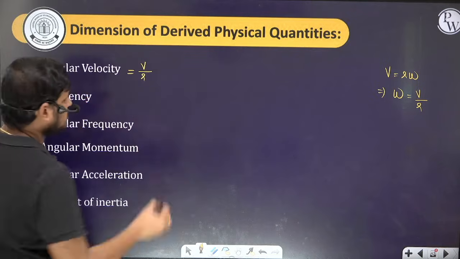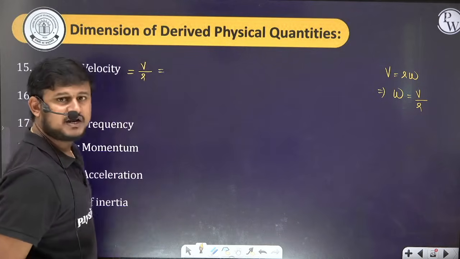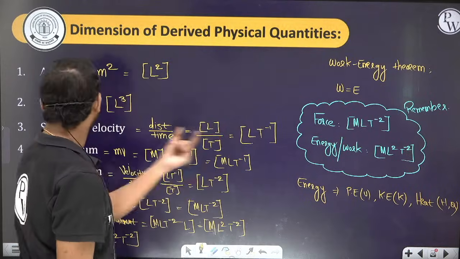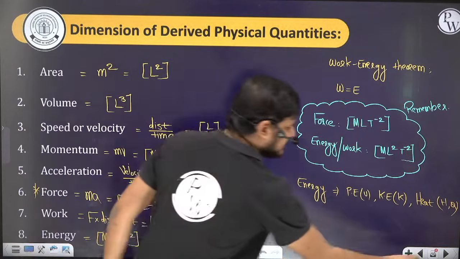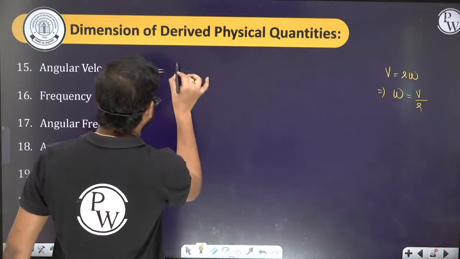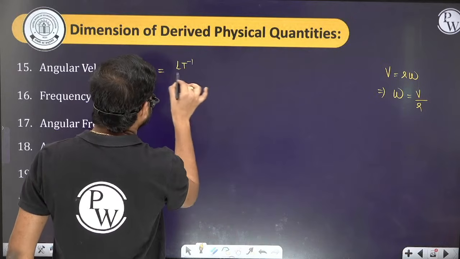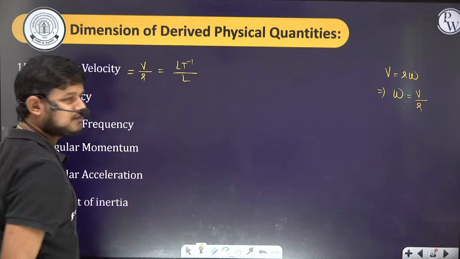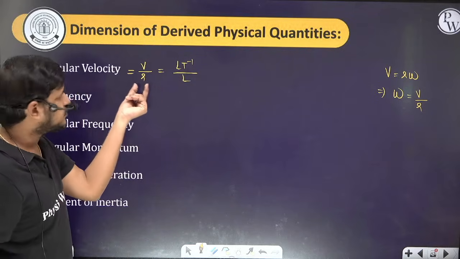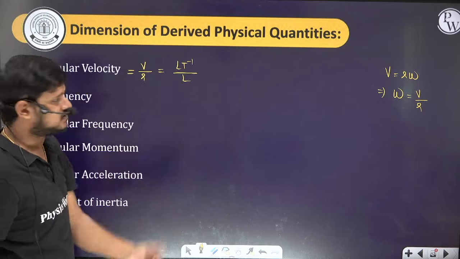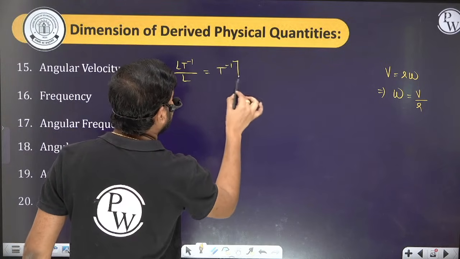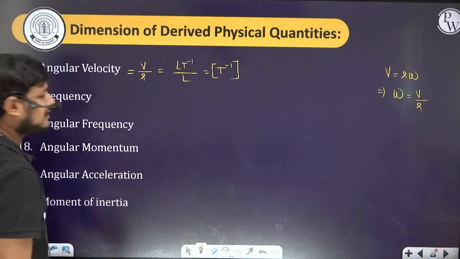Velocity formula you already know. So what is the velocity formula we learned? L t to the power minus 1, speed or velocity, L t to the power minus 1 by R. R is nothing but the distance, which is L, right? So radius is nothing but the distance we measure, which is nothing but L. So L cancels, t to the power minus 1.